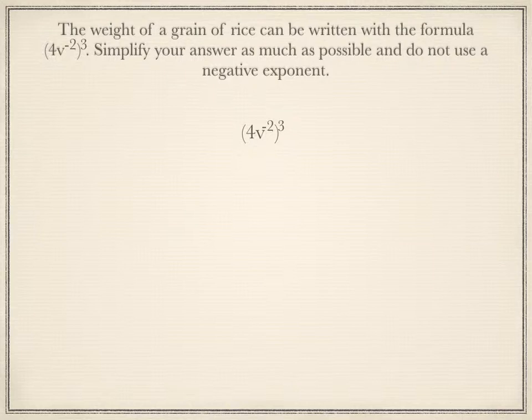The weight of a grain of rice can be written with the formula (4v to the negative second power) all to the third power. Simplify your answer as much as possible and do not use a negative exponent. So here, the first thing we want to do is get rid of that negative exponent. Once again, with negative exponents, we want to take the reciprocal. In order to take the reciprocal, we've got to know what's on the bottom. V divided by what number is still V?